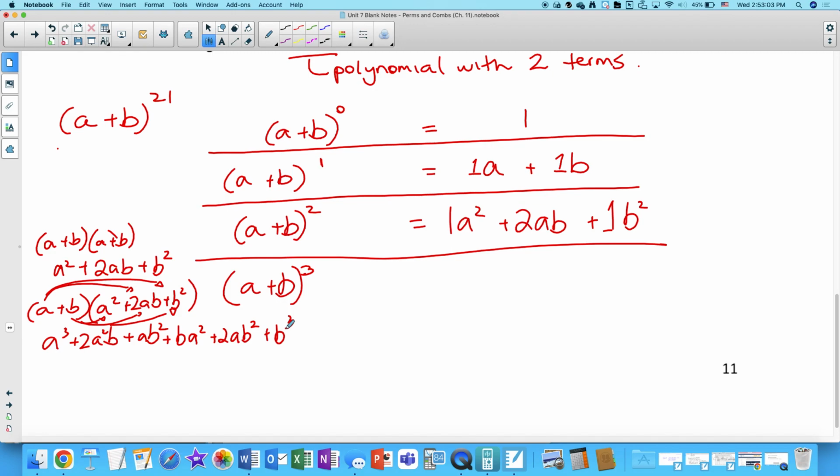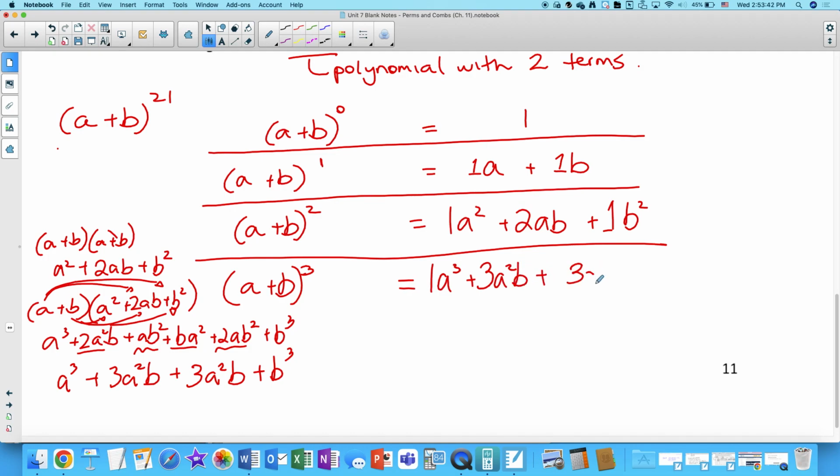Now when you simplify this, we have some like terms here. Right? So we've got the a cubed, and then this term and this term are the same. a squared b and b a squared are the same. So all together we have 3 of them. And then same thing here. We've got this guy and this guy. Those are the same terms. So we have 3 of those. And then plus b cubed. So if we write out this expansion, we have 1a cubed plus 3a squared b plus 3ab squared plus 1b cubed.